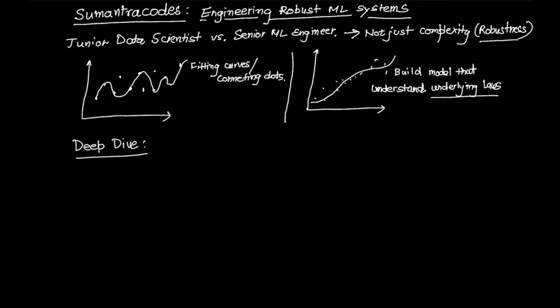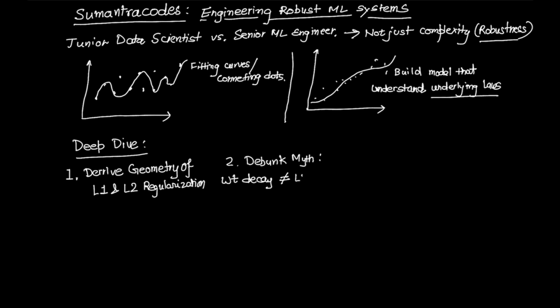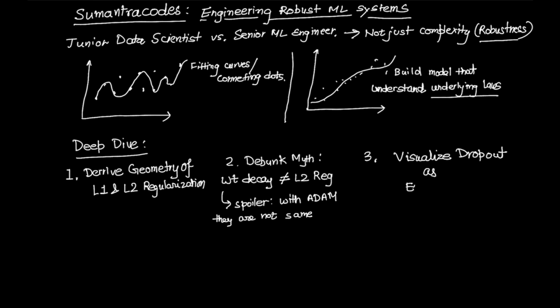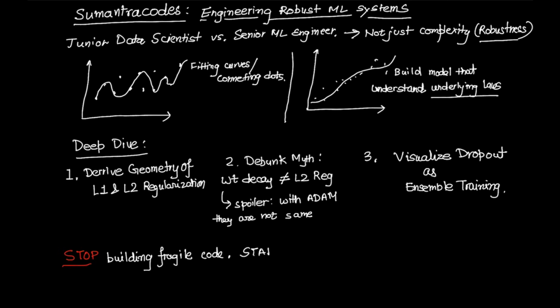Today, we aren't just skimming the surface of "dropout prevents overfitting." We are going to derive the geometry of L1 and L2 regularization. We are going to debunk the myth that weight decay and L2 are the same thing. Spoiler alert: if you are using the Adam optimizer, they are not, and it's ruining your model. And we'll visualize exactly why dropout is mathematically equivalent to training an ensemble of exponentially many neural networks. If you're ready to stop building fragile code and start engineering intelligence, grab your coffee and let's dive in.